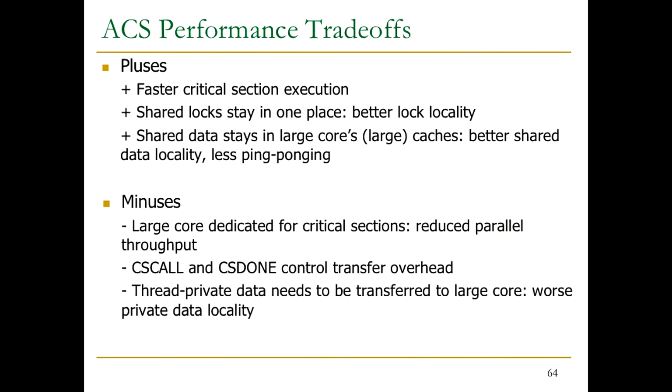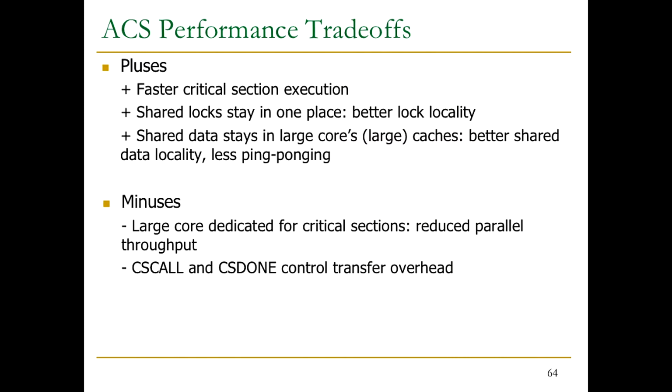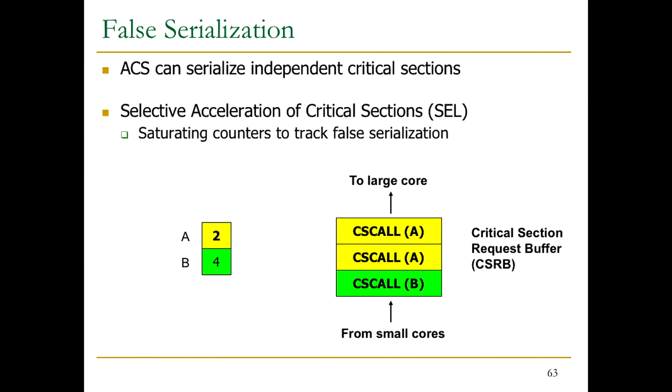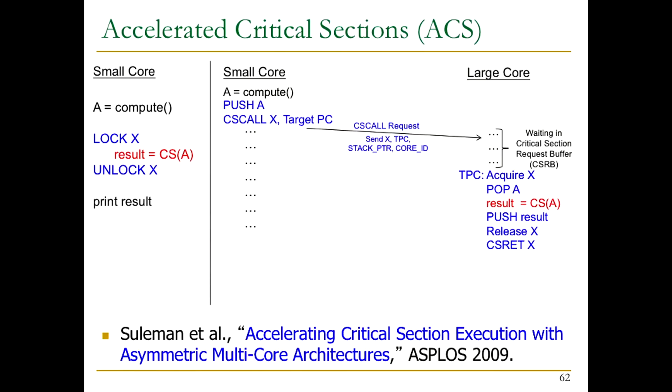So one other trade-off is, you can think of this as analogous to the locks themselves, right? The data itself, shared data, stays in the large core's caches. That's one upside. But now private data needs to be communicated. The input that the thread produced, this A, for example, over here. No, let's go back. Yeah, you need to push the inputs. And there may be many inputs into the critical section that are computed locally by this thread, right? Okay?